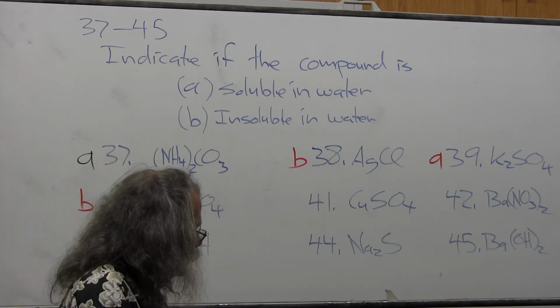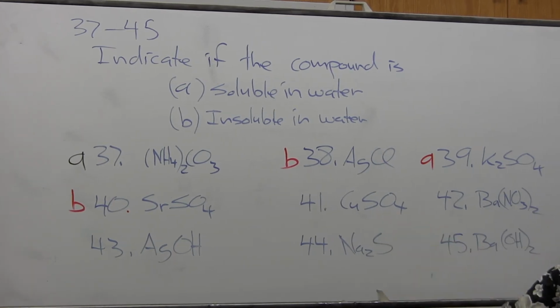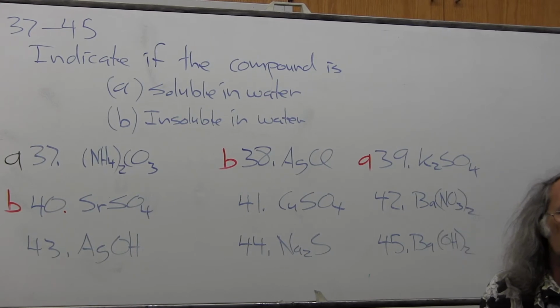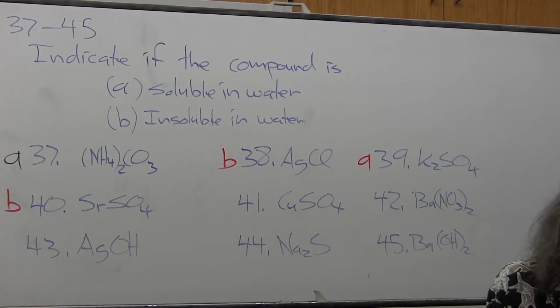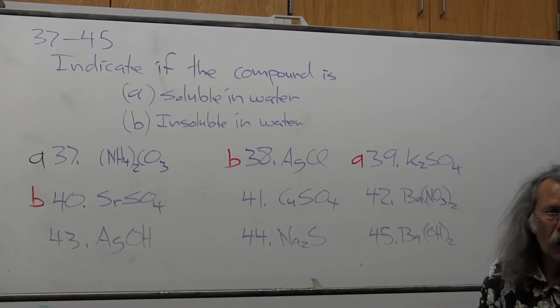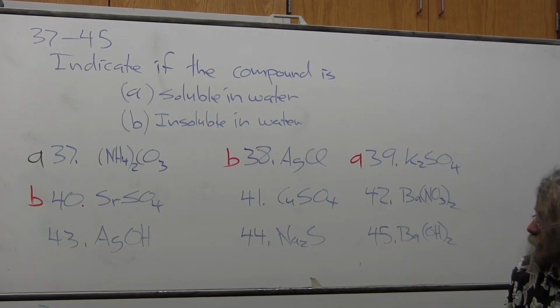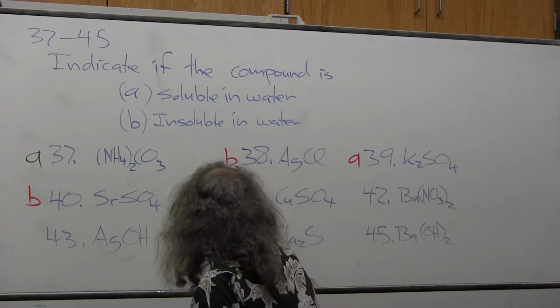Now, number 41. I've got copper sulfate. I don't have a rule for copper, but I do have a rule for sulfate. Most sulfate salts are soluble, the exceptions being calcium, strontium, and barium. Copper's not that, so this is going to be soluble. So this is going to be an A.